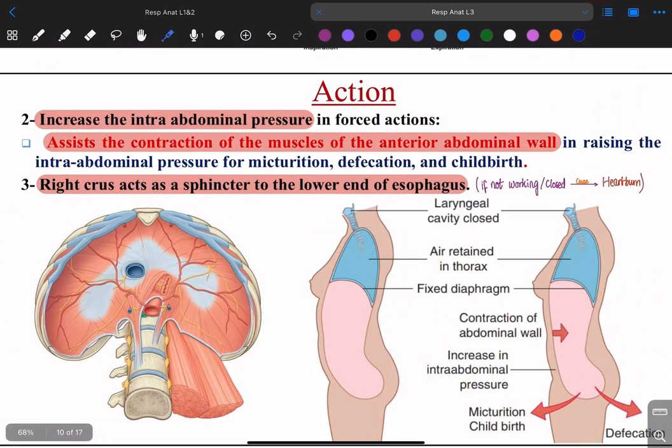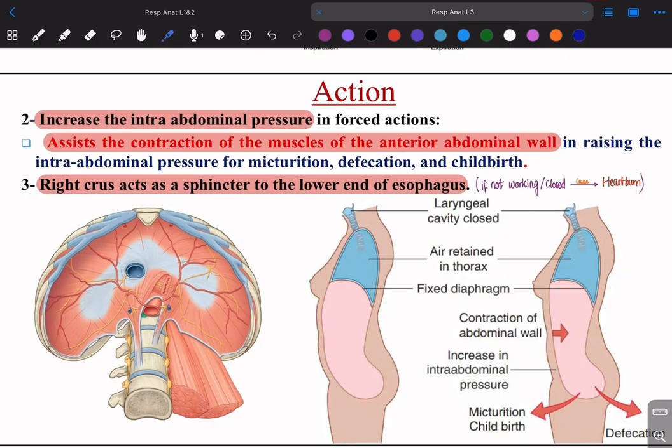We have one last action. It's not related to these three. What's the action? It's the right crus. Remember the crura we just mentioned, which means the leg. The crus is the leg. So we said the right crus acts as a sphincter to the lower end of the esophagus. But what does a sphincter mean?